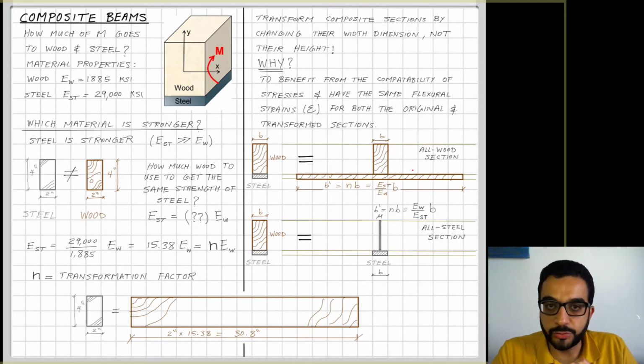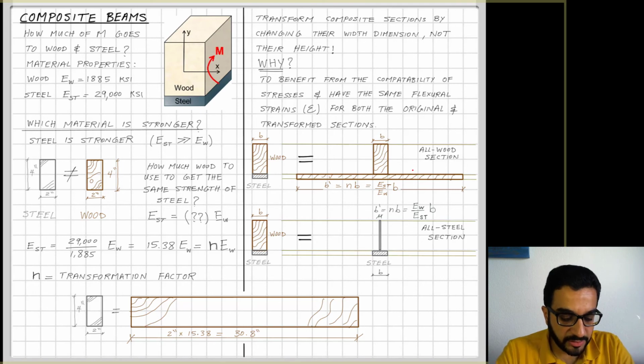In the next video we'll see how to analyze this transformed version of the composite section and figure out the stresses at different points. So we'll see that in the next video.